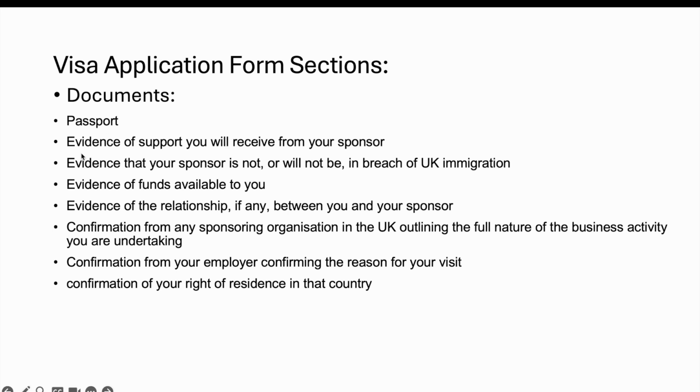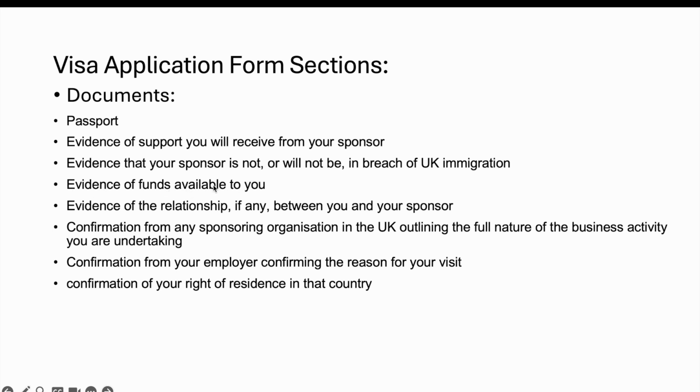You need to put some sort of a letter or some sort of confirmation if you can receive one from your university. And then evidence that your sponsor is not or will not be in breach of UK immigration. So you just mentioned that it's a university in Canada, they don't have anything to do with UK immigration, and that's good.